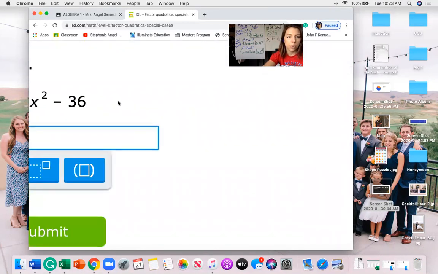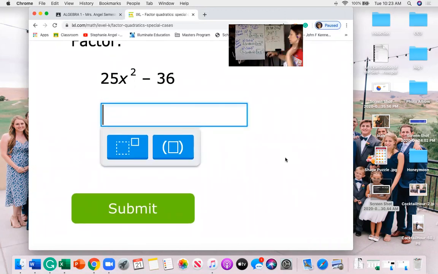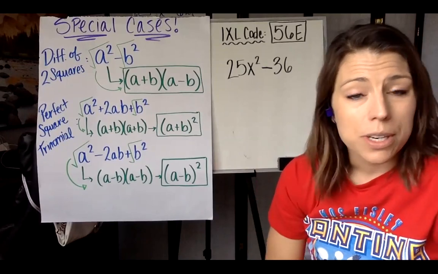Okay, this one looks a little bit more challenging, even though I'm pretty sure you guys would nail this one. So 25x squared minus 36. First thing that stands out to me is it only has 2 terms, which means it cannot be a perfect square trinomial. The only option is to determine if it is a difference of 2 squares. So start asking yourself, number 1, is it a difference? Number 2, does it have 2 terms? Number 3, are both terms perfect squares? If you're following along, the answer to each one of those questions is yes.